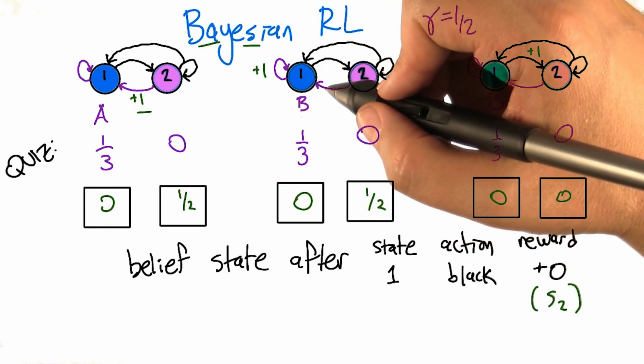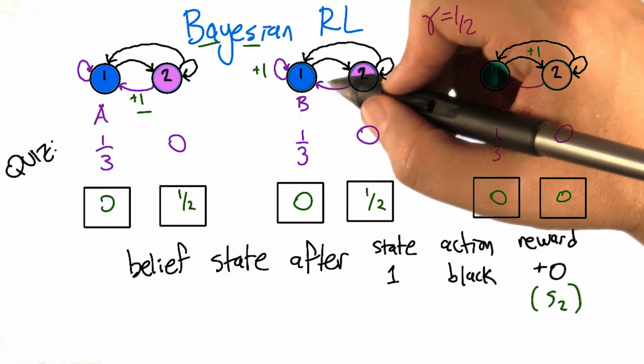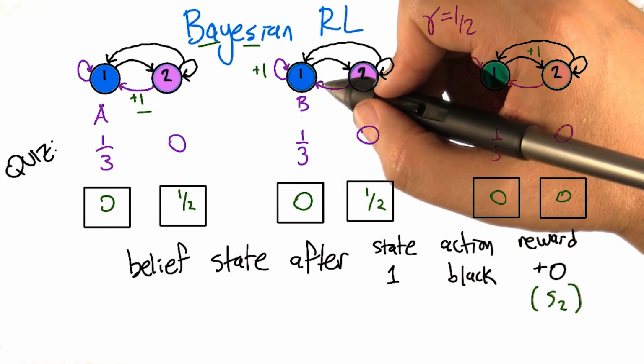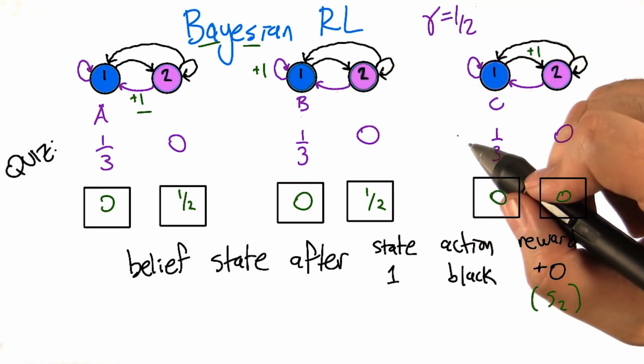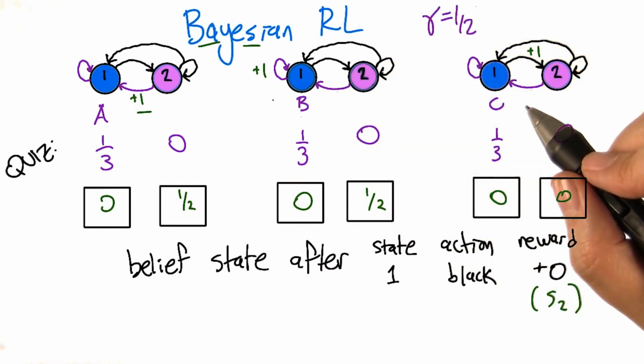Right. And if we're in MDP A, great, we got reward of 1, and we should just go back and forth. If we did not get a reward, then we know we're in MDP B, and we should just keep taking purple from that point on. Yes.